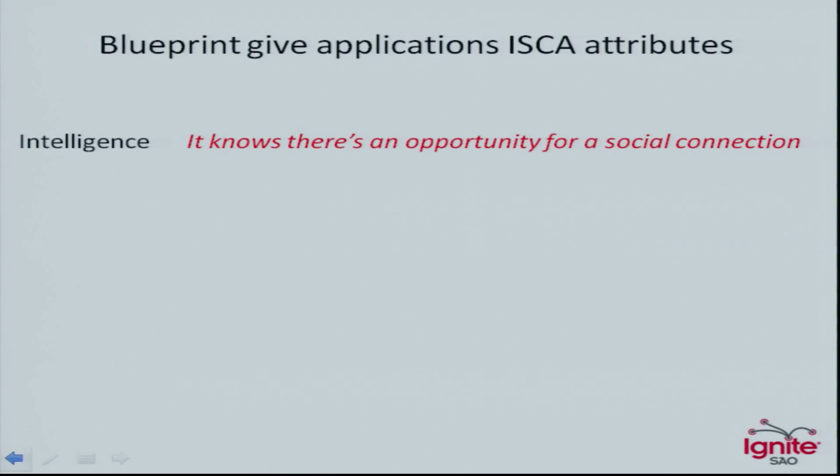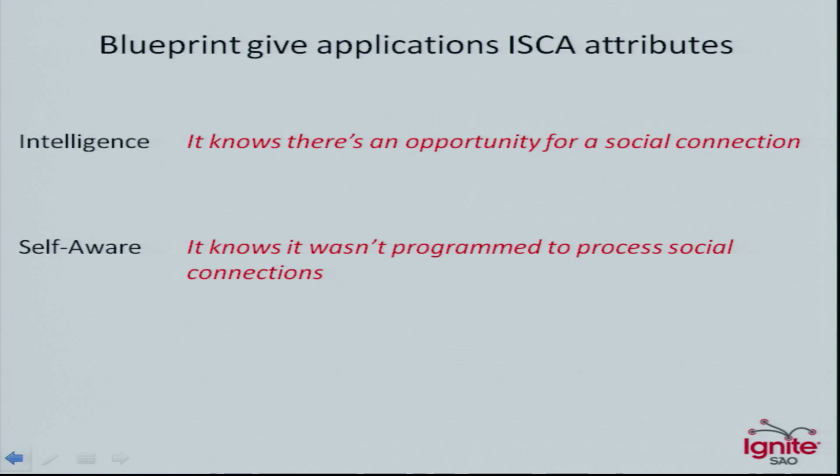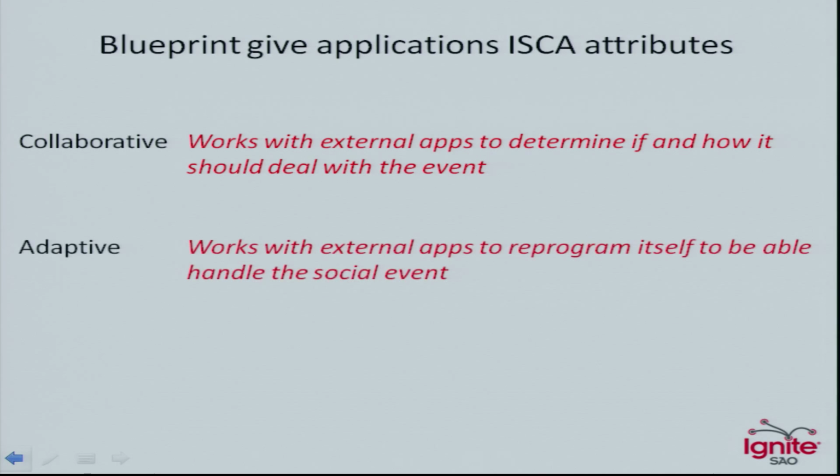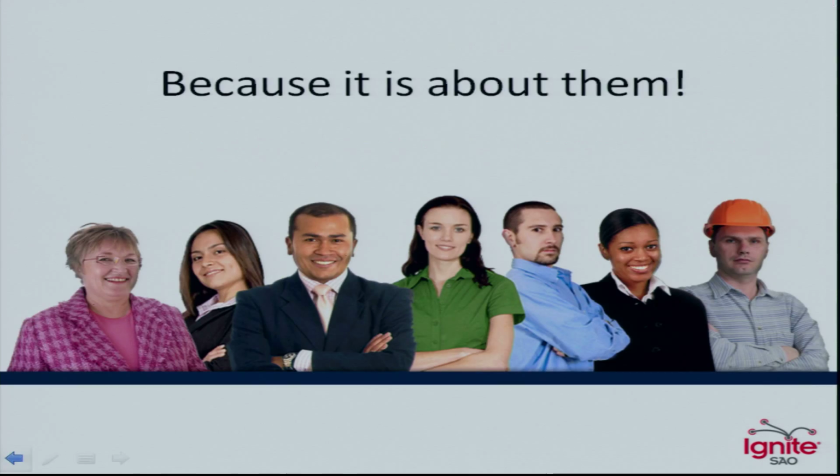So when your friend walks into the store, your application becomes intelligent. It knows there's a social event available at the location. It becomes self-aware. It knows it wasn't programmed to deal with social events, but it knows it can do something about it. But before it does, it becomes collaborative. It works with applications across the internet to figure out, is this something the end user wants? If the answer is yes, it becomes adaptive. It works with applications, again across the internet, to reprogram itself to, in this case, add a social feature. Now, this is how we envision how technology one day will adapt to us humans, instead of how it is today, where we have to adapt to applications and their limitations.